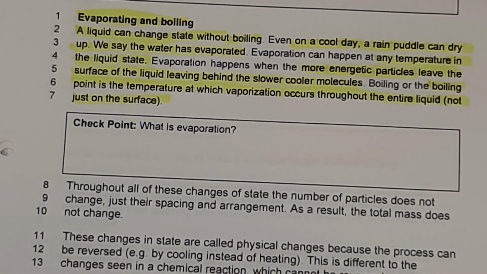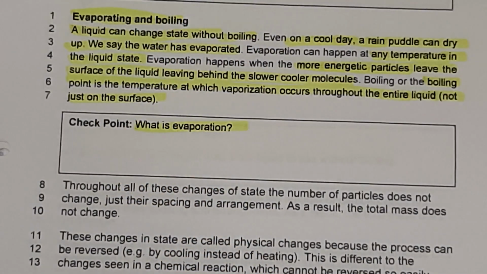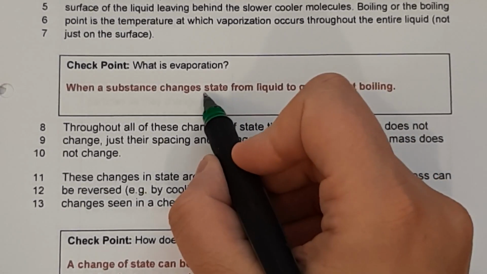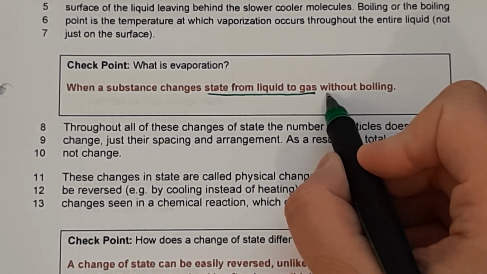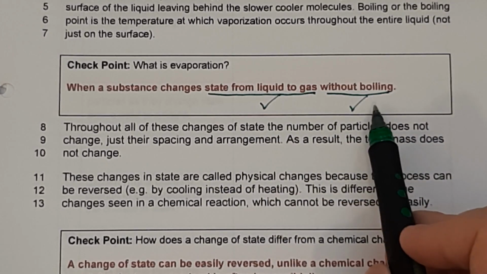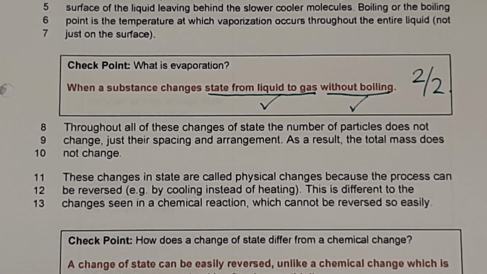So checkpoint question, what is evaporation? Pause the video whilst you answer that question, please. So what is evaporation? Well, it's when a substance changes from liquid to gas without boiling. So 2 marks here: from liquid to gas, and without boiling. So give yourself a mark out of 2 there, please.